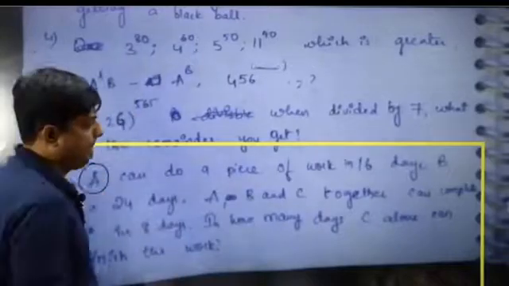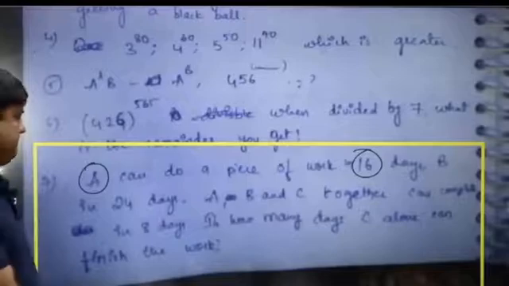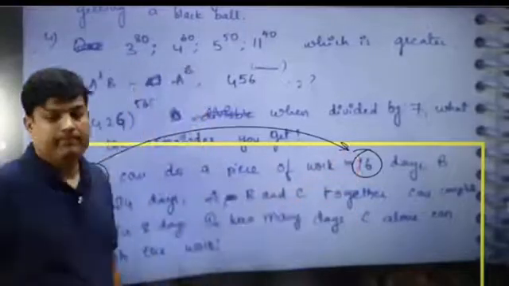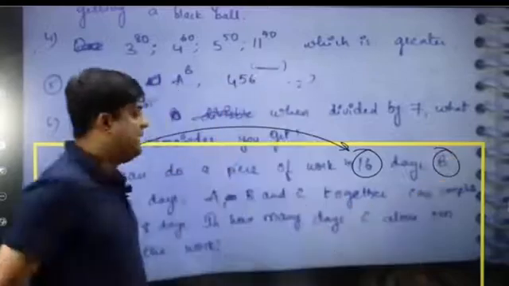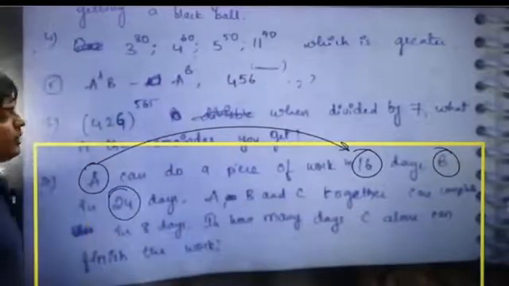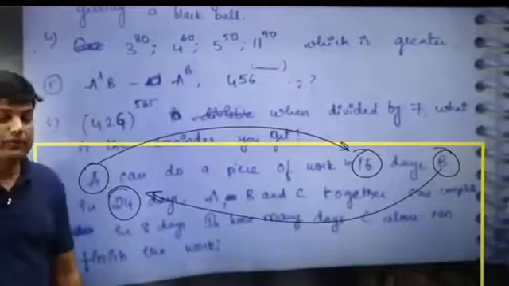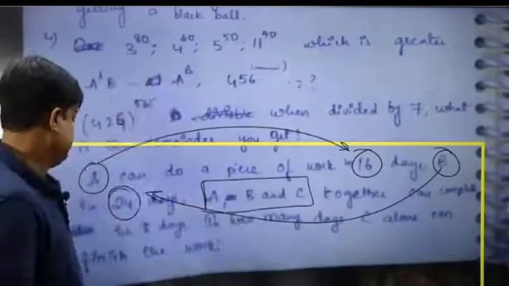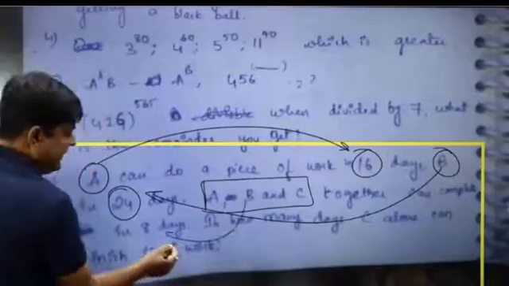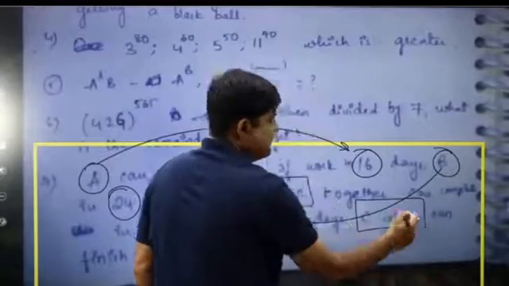A can do the work in 16 days. B can do it in 24 days. A plus B plus C can do it in 8 days. In how many days can C alone do the work?